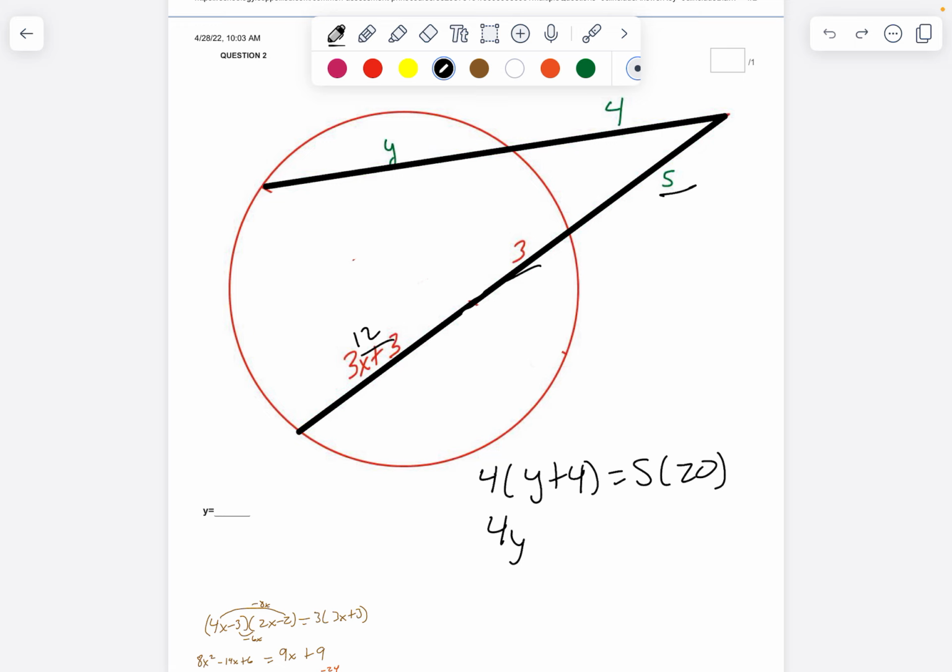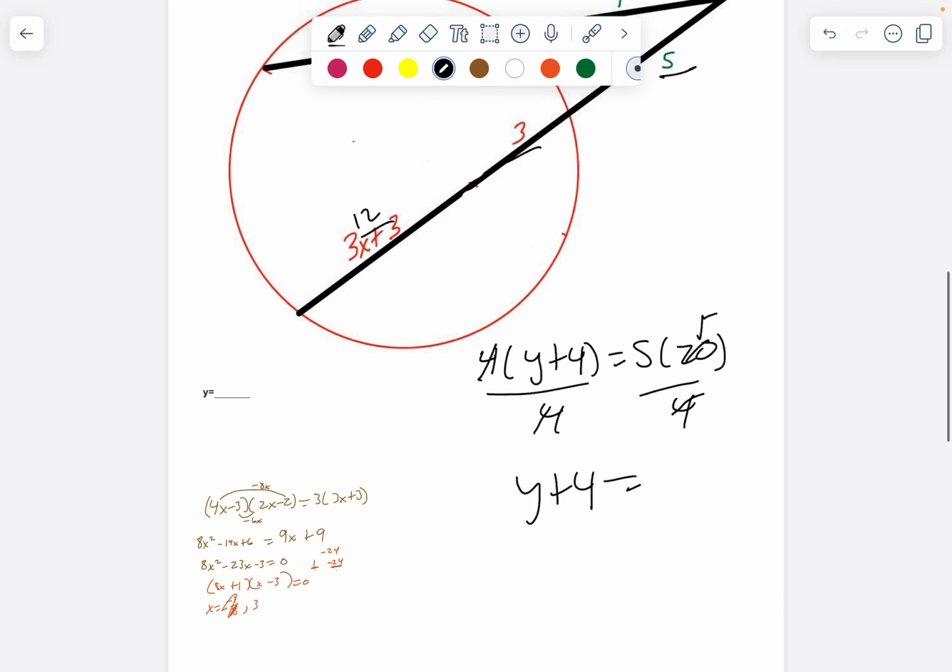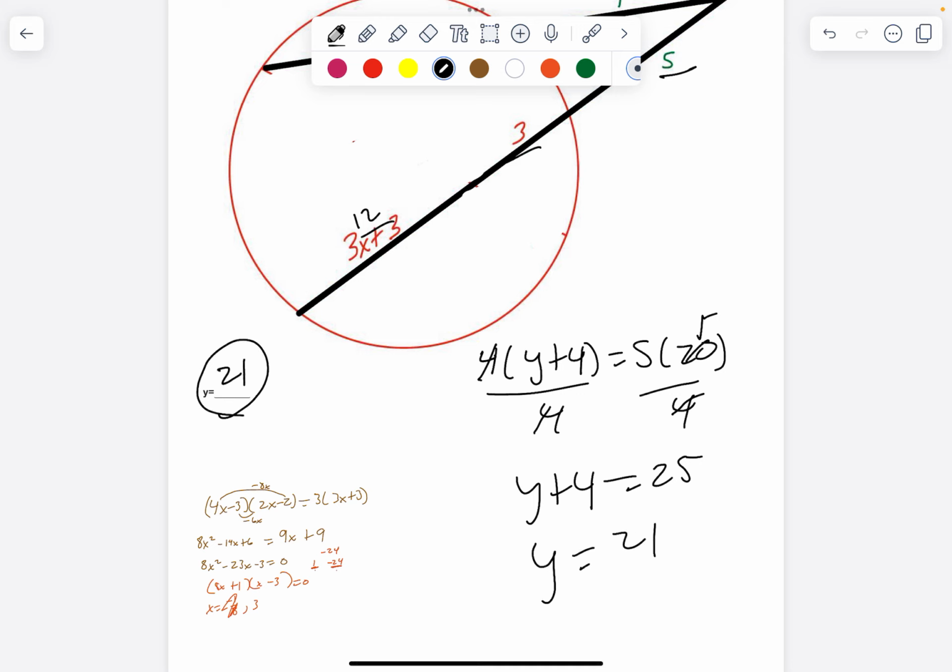Actually, I'm going to do what I taught you guys to do. I'm going to divide both sides by 4. If I divide both sides by 4, these would cancel out. So y plus 4, 20 divided by 4 is 5, equals 25. So y equals 21. Boom! Love to see it.